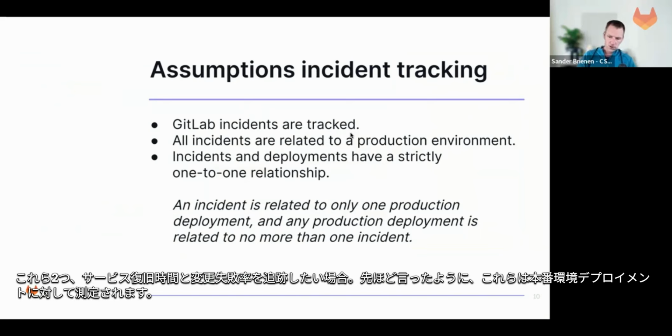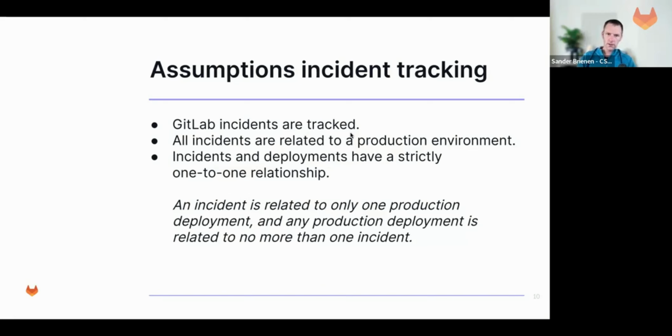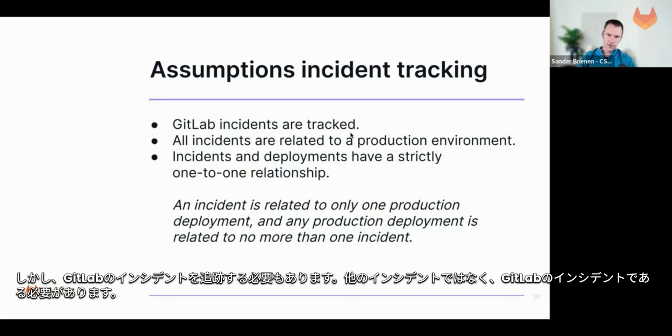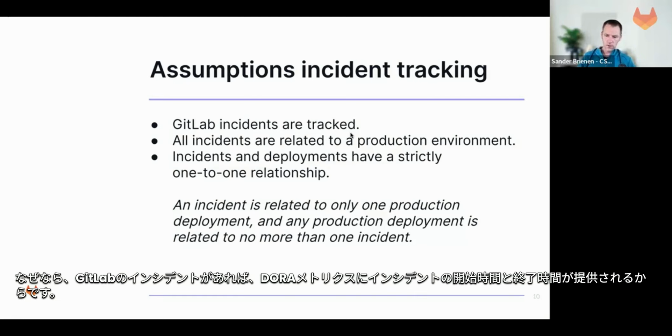If you want to track these two, time to restore service and change failure rate, as I said, these are measured against production deployments. But it also requires GitLab incidents to be tracked. Not other incidents, no, they have to be GitLab incidents. Because if you have a GitLab incident, it will give the DORA metrics the start and the close or end time of that incident. All incidents have to be related to a single production environment, and it has to be a strict one-to-one relationship.